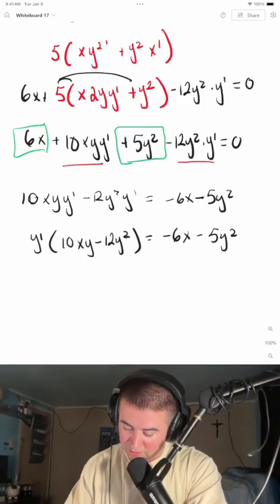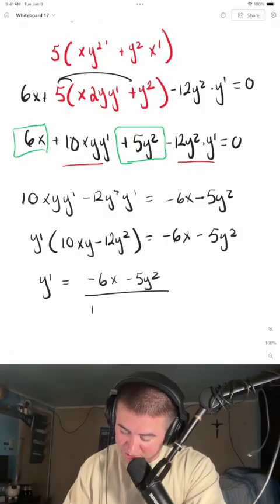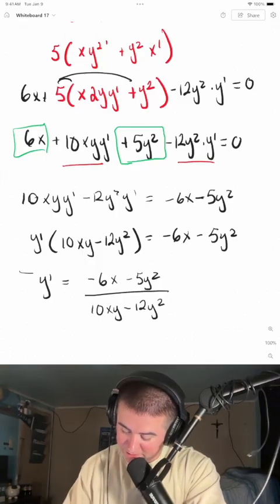Now we can divide by that 10xy minus 12y squared. I'm not going to actually write that down, it's going to waste time, but what we're left with is y prime equals negative 6x minus 5y squared over 10xy minus 12y squared. And yes, that is what I have here, and this is your final answer.